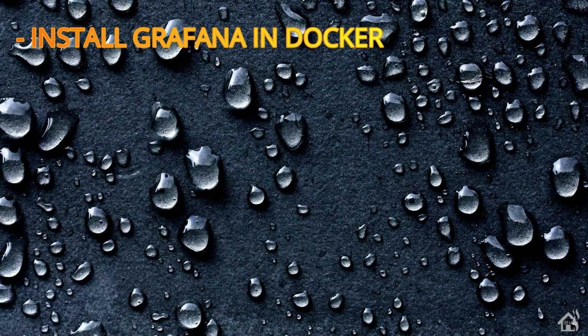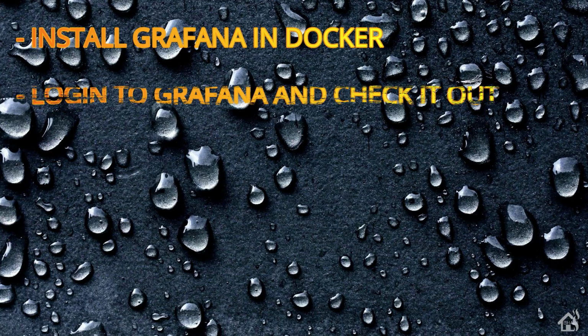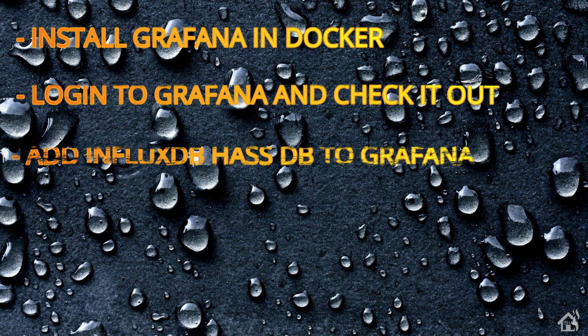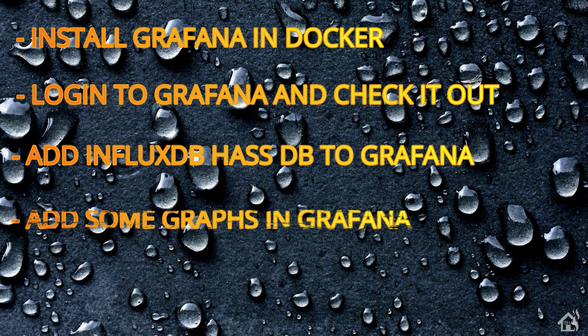So let's do a quick run through of everything we're going to cover in this video. For starters, we're going to install Grafana in a Docker container. Once that's installed and up and running, we will log into Grafana and check it out, go through everything, and show you what it looks like. The great thing about this is Grafana 7.0, which was recently released, so it'll be cool to play around with that for a little bit. Once we've done that, we're going to add our InfluxDB Home Assistant database into Grafana. Lastly, we're going to create some graphs using our Home Assistant data and show you what that looks like. So let's get started.